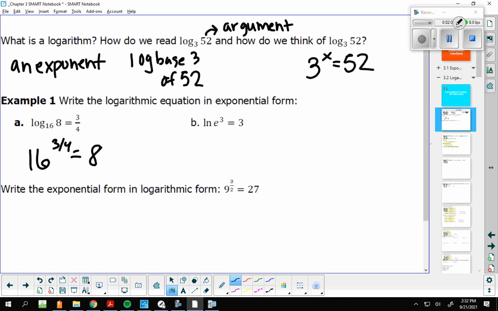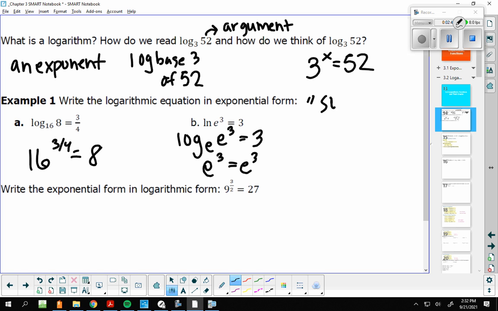Okay? Same thing here. So ln means natural log of x, or we can read it as ln of x. So natural log of x is really log base e, and then our argument is e to the 3rd, and that equals 3. So e to what exponent changes e into e to the 3rd? 3, right? That's why it equals 3. So if we write this in exponential form, e to the 3rd power, my base to the 3rd power, equals my argument, which is e to the 3rd.